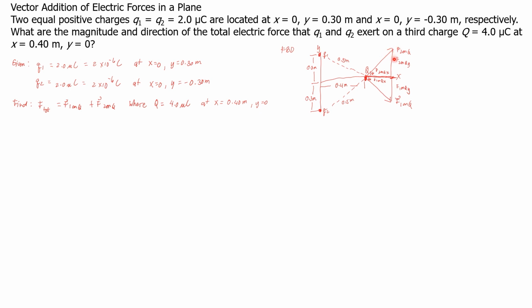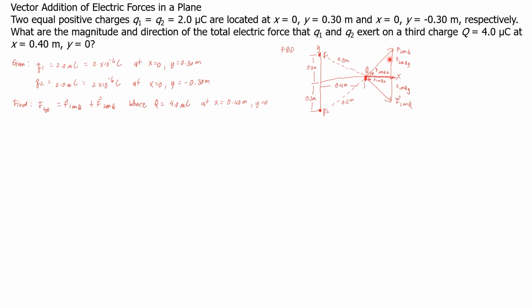Since we are dealing with vectors, again, this vector here has x and y components. So the x component of this vector is here, and the y component is here. So we have positive x and negative y. For the force of charge 2 on Q, this is the vector, so it has a component of positive x and positive y.